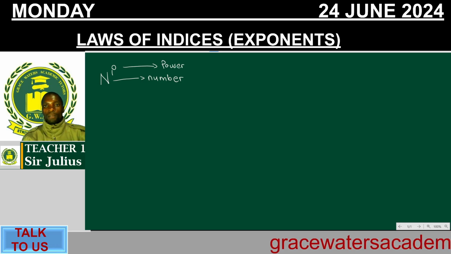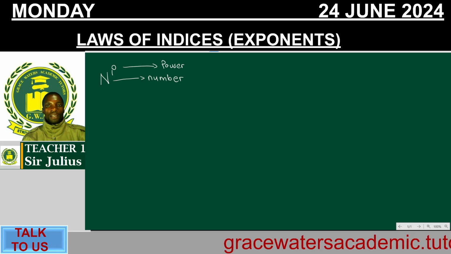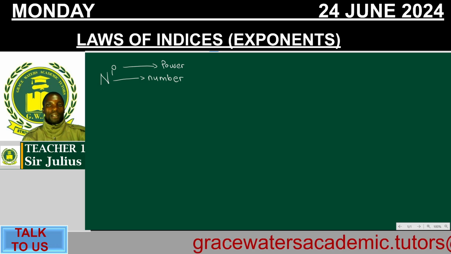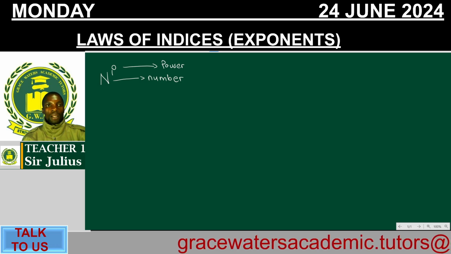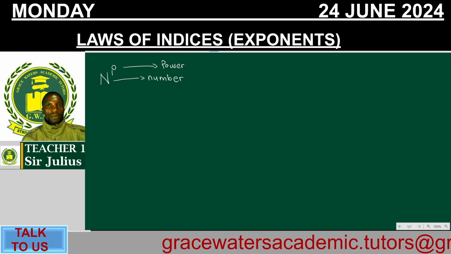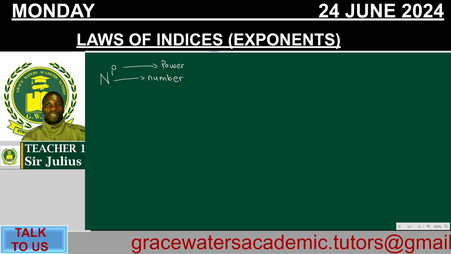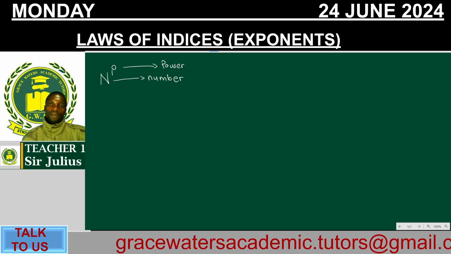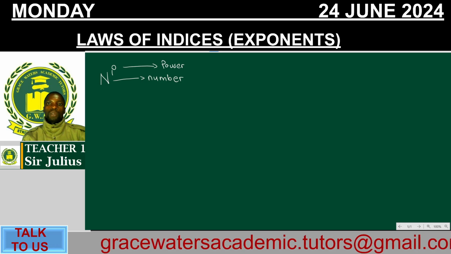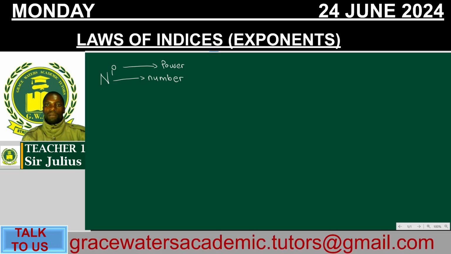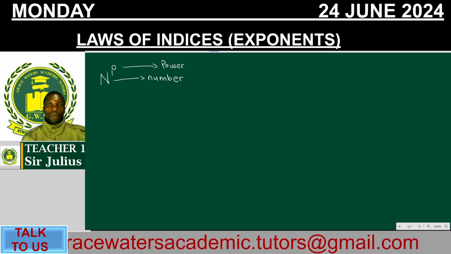The nature of a number in index form has led to what you call the laws of indices, which is the laws of operation. Laws of operation is to do with how we multiply them and how we divide them, how we add them or subtract them. That's what you call the laws.